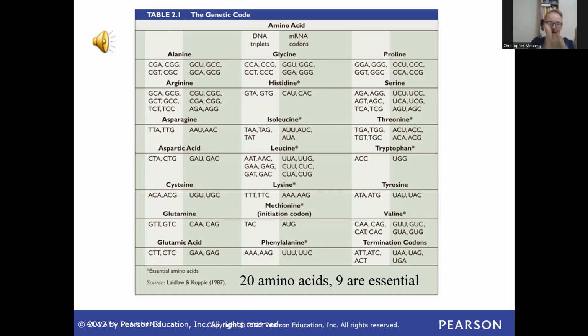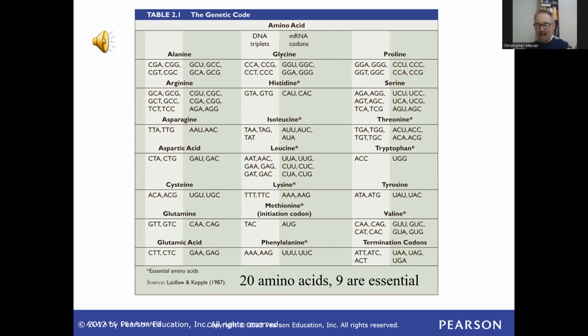All right, so for alanine, we can get alanine by going CGA. If I see CGA on my DNA strand number 1, there's alanine. Let's say it was followed by a CCA, like over the glycine. Oh, there's glycine. But look at how many different ways there are to get alanine. There's 4 different ways. How many different ways to get glycine? 4 different ways.